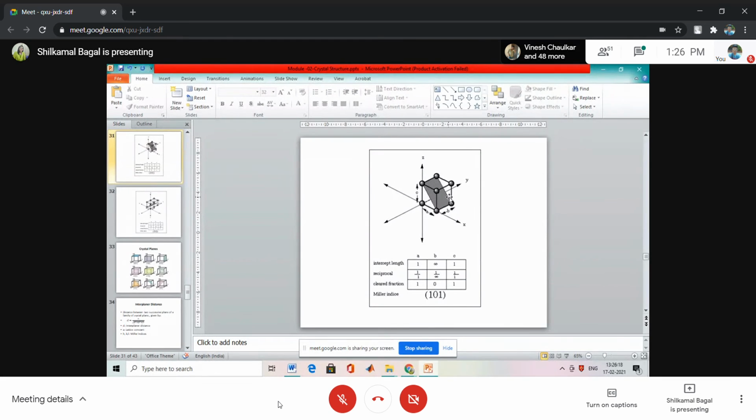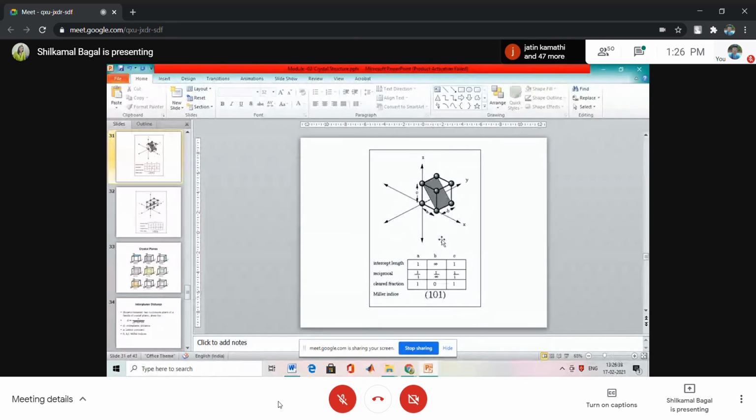We don't know this plane. We have been given only the indices and we have to draw the plane. Then how will we draw it? First of all, draw the unit cell, mention the coordinate axes A, B and C, and then draw the plane with respect to them, by taking the reciprocals of the Miller indices.